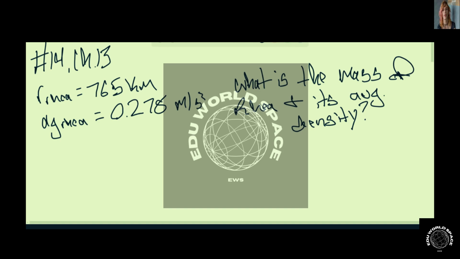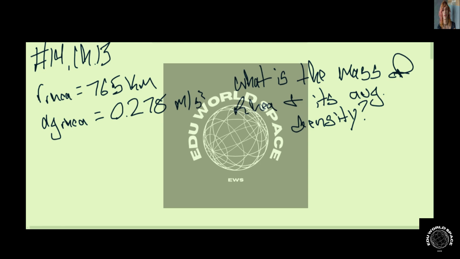All right, so question 14 in chapter 13 is asking us, what is the mass and the average density of the moon Rhea? Rhea is a moon of the planet Saturn. So if we're being asked what the mass is, let's just jump straight to the equation that we can use to find the acceleration due to gravity for any given planet, which is just g times the mass of the planet divided by the radius of the planet squared is equal to the acceleration due to gravity there.